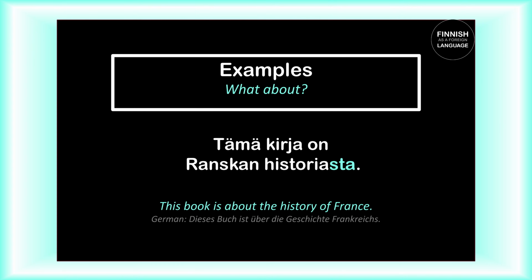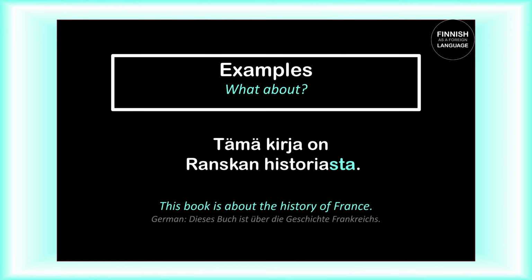Let's take another example. Tämä kirja on Ranskan historiasta. Means this book is about the history of France. So tämä kirja means this book. On means is. It's the third person singular present tense of the verb olla, which means to be. And Ranskan historiasta means about the history of France.